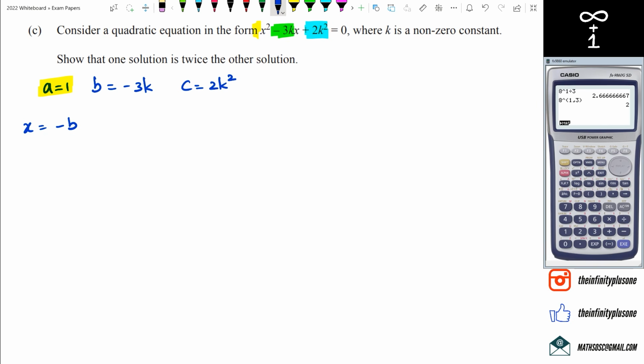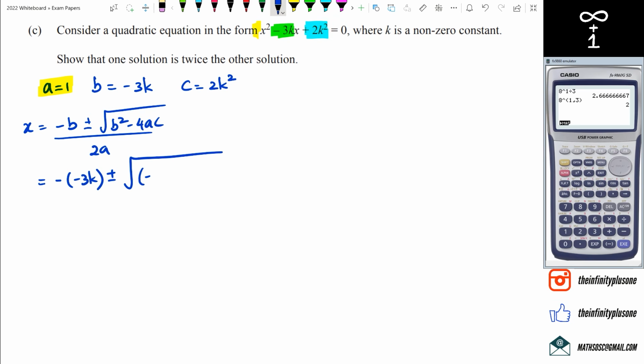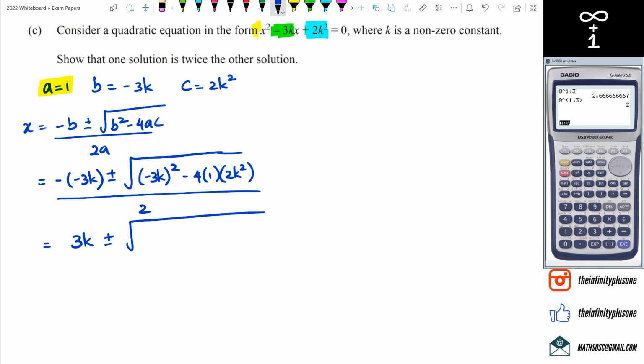So I've got minus b plus or minus square root of b squared minus 4ac over 2a. So now minus b, that's going to be negative 3k plus or minus square root of negative 3k squared minus 4 times 1 times, what do we got, 2k squared, and divided by 2. So I've got 3k, because two negatives make a positive, plus or minus. Now the negative 3k squared will become positive 9k squared, minus, I got 4 times 1 times 2, that's all going to be 8k squared over 2.